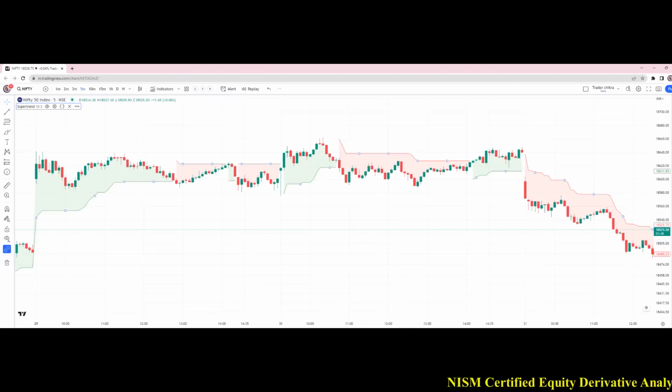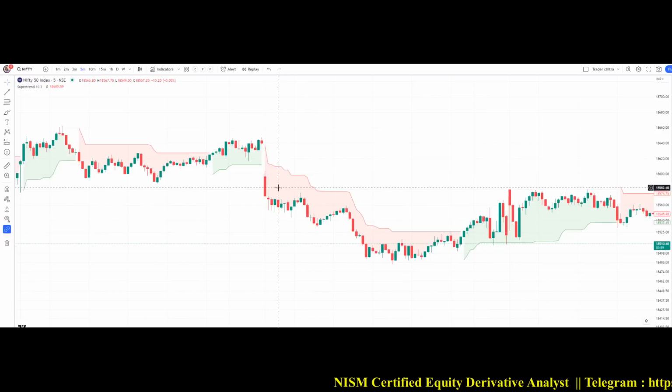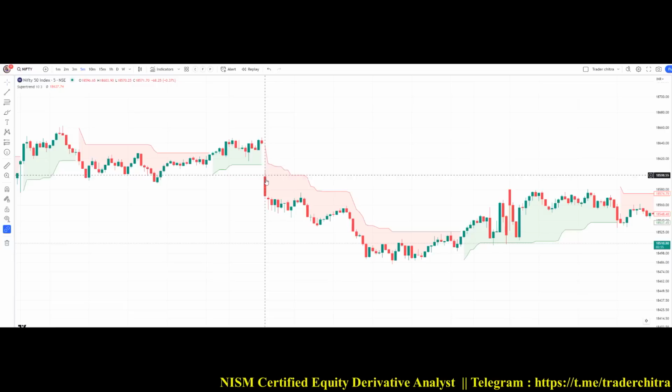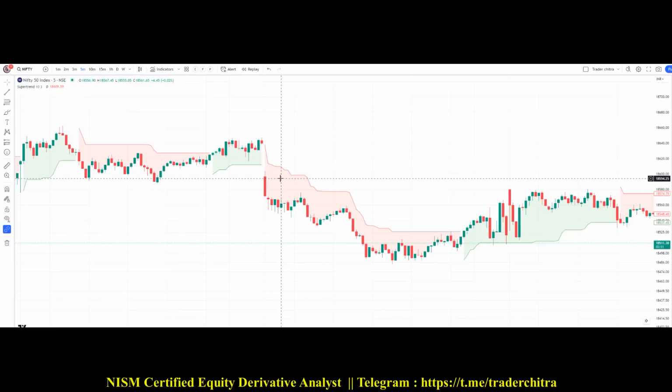Okay, click on OK. So if the price is below the SuperTrend, that is, if the SuperTrend is red in color and the price is also below this, we can enter into the PE trade, which means the trend is bearish.